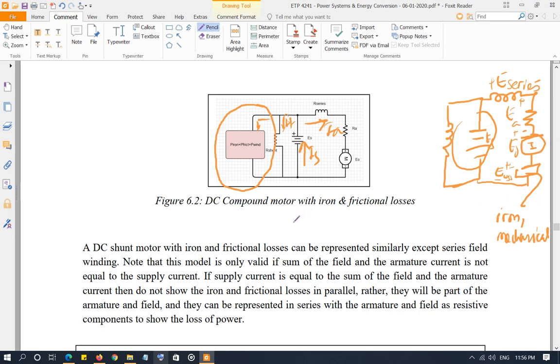And then E naught is the back EMF, and if E naught is smaller in general, your output power is going to be smaller as well.